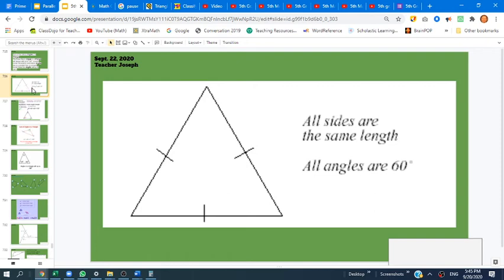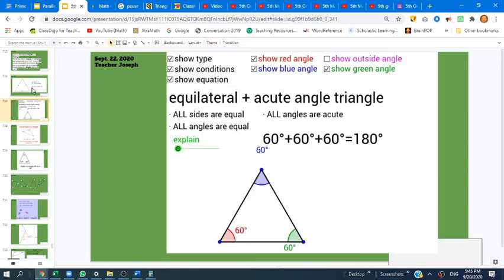Here's an example of an equilateral triangle. All the angles are going to equal 60 degrees. 60 plus 60 plus 60 equals 180. Here's another example. This is another equilateral triangle. It's also an acute triangle. Each one of those angles adds up to 60 degrees, and 60 times 3 is 180.